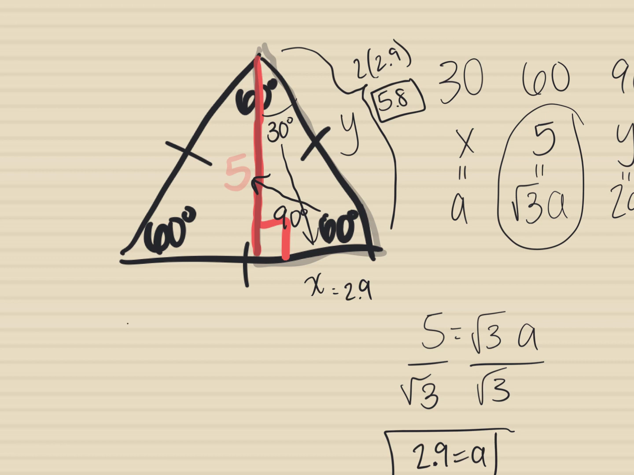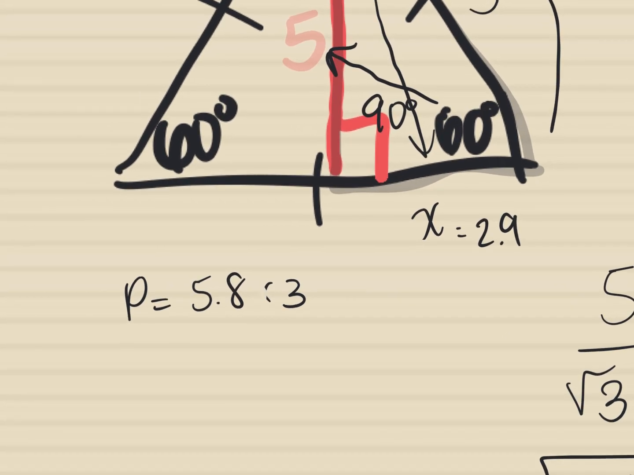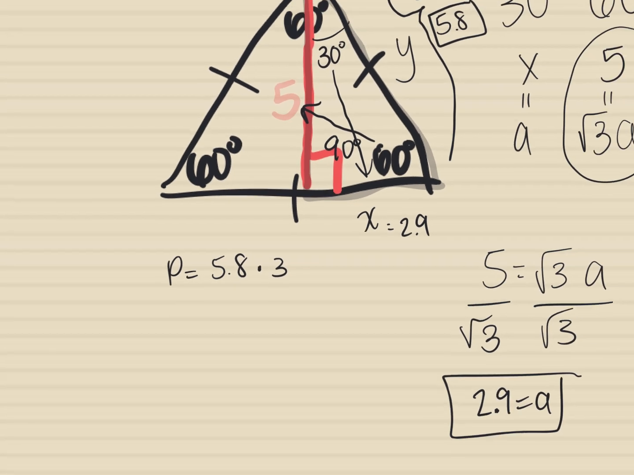And the perimeter would be adding up all three of those sides. Do you agree? So we could take 5.8 and do what with it? Multiply by 3. Which I think is 17.4.